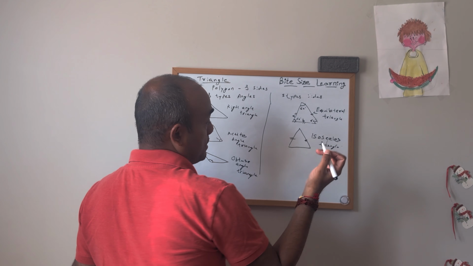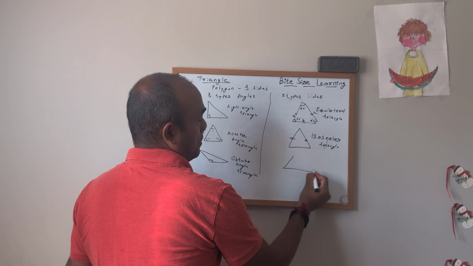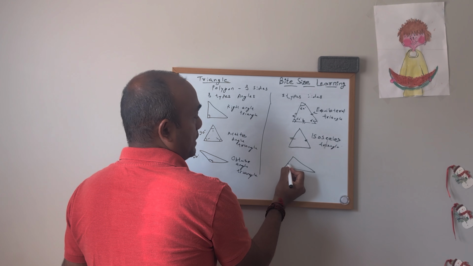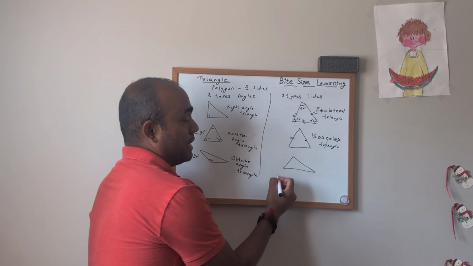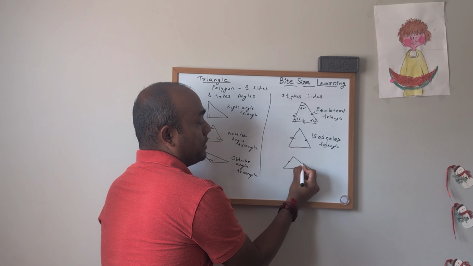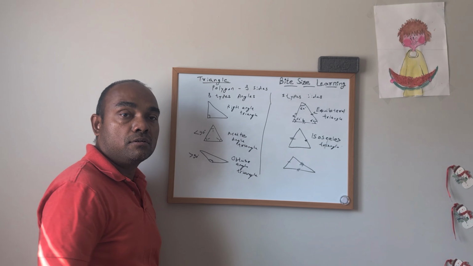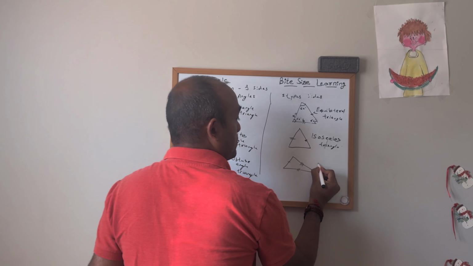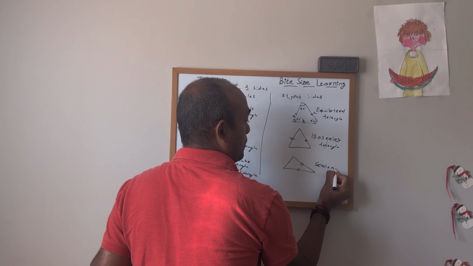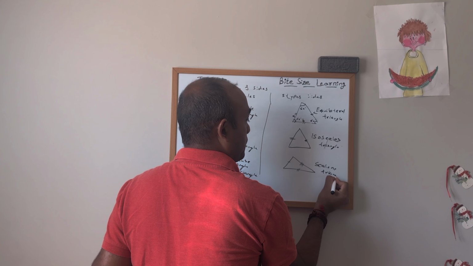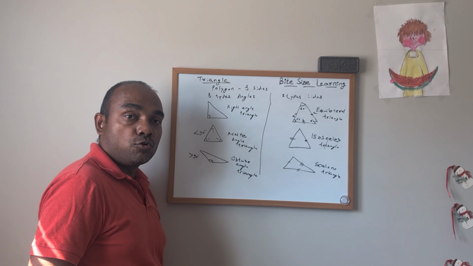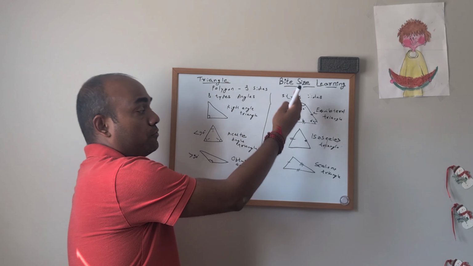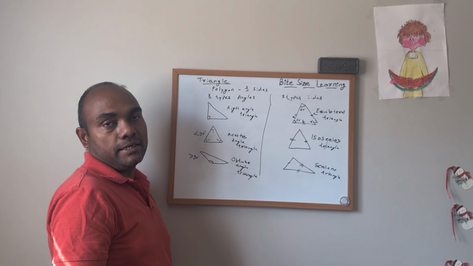Now let's talk about the last type of triangle, which is called a scalene triangle. In a scalene triangle, all three sides are of different length. This is called a scalene triangle.